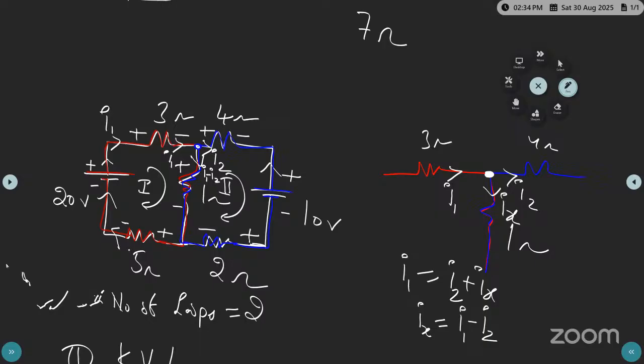For common elements, common current will flow. What is the meaning of common current? Common current means it is a combination of both loop currents. Maybe write it down.